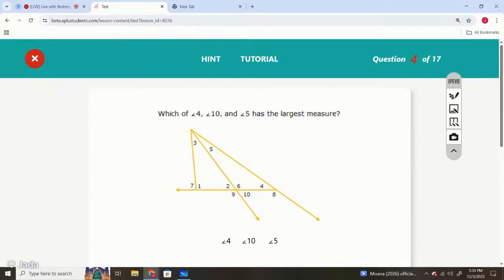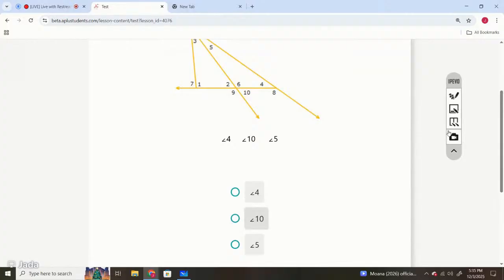Which of angle 4, angle 10 and angle 5 has the largest measure? Angle 4, 5 and 10. So angle 10 is the largest one because that would be the exterior angle.